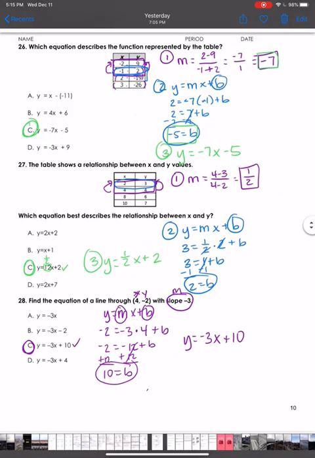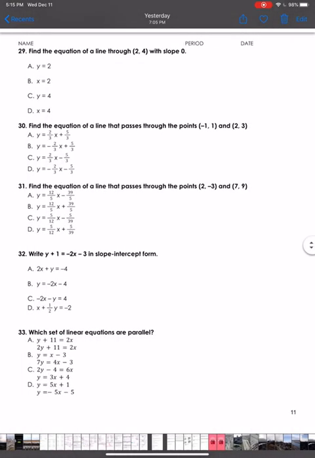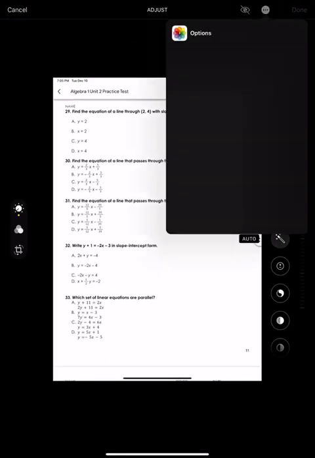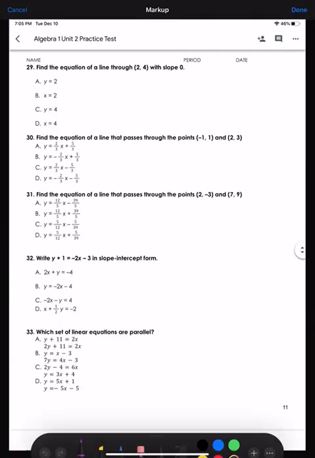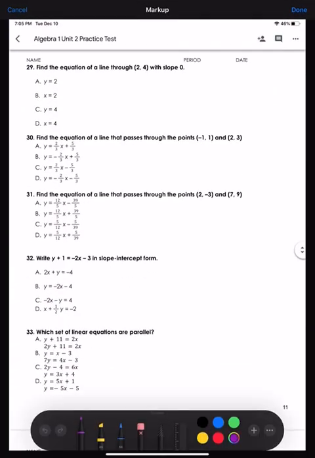Moving on to the next page. More practice with writing equations. This is a pretty important skill, so we'll do quite a few of these. All right. So find the equation of a line through (2, 4) with a slope of 0.